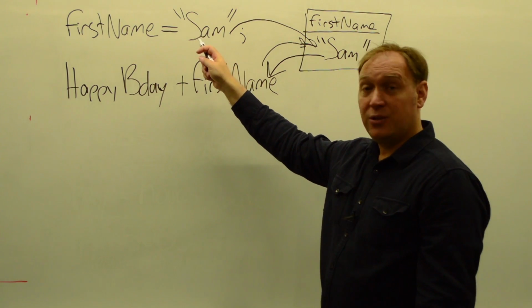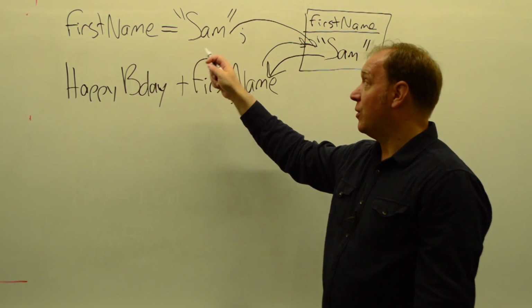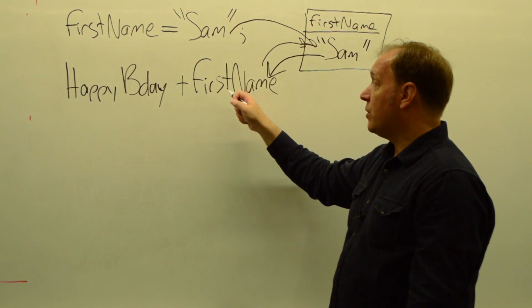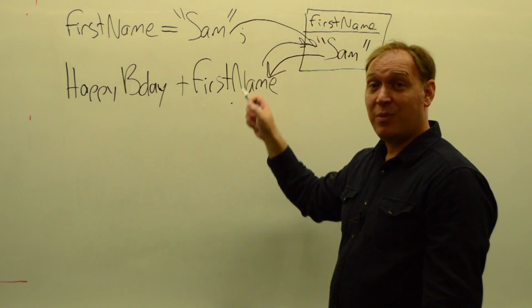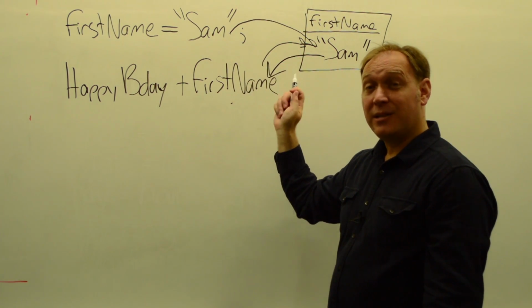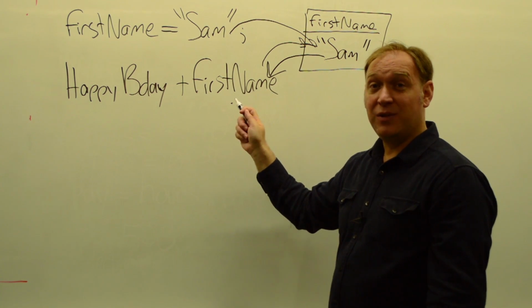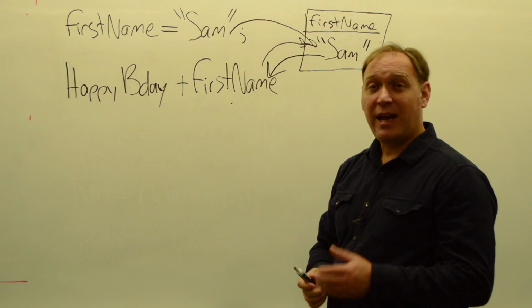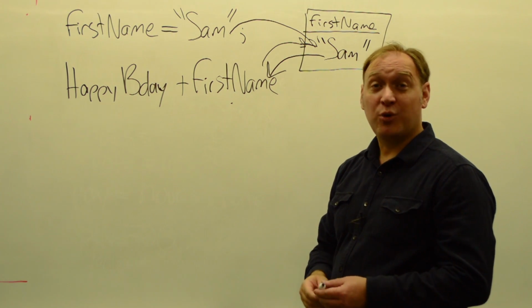If this gets changed to Evan or Susie or whatever you want, whatever's stored in here will be returned by referring to the label on that box. So that's the power and benefit of using variables in your programming. Up next, we're going to take a look at how to declare variables in 3 different programming languages.